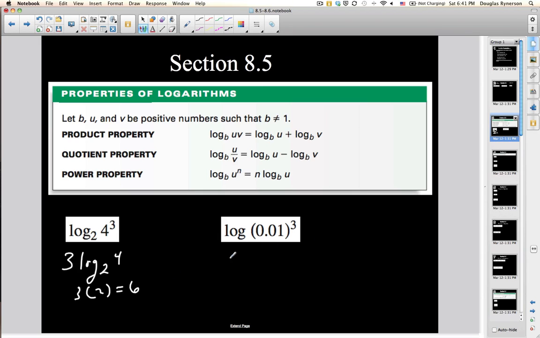And over here I can have 3 times the log, this is a common logarithm, so it's logarithm base 10 of 0.01. Now 0.01 is 10 to the negative 2 power, so this would be 3 times negative 2, which would be equal to negative 6.